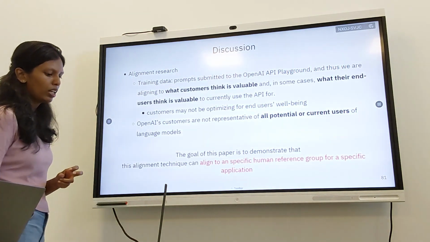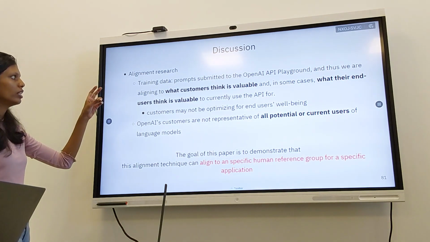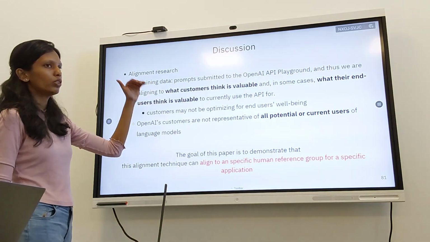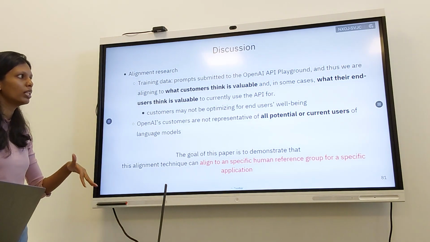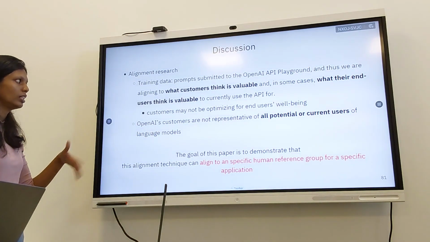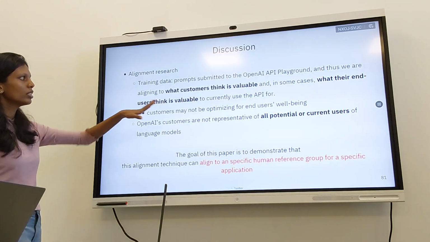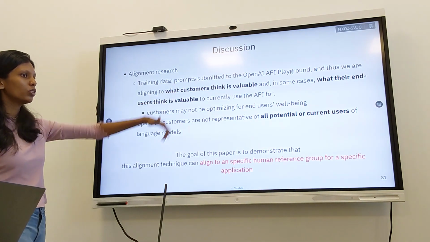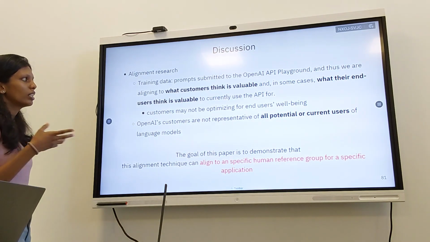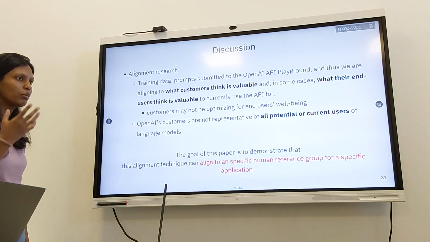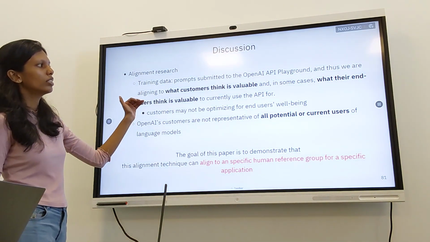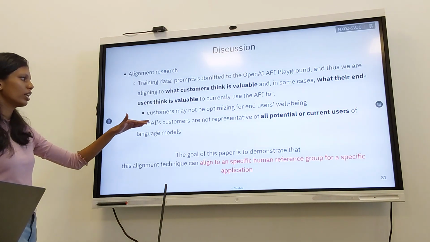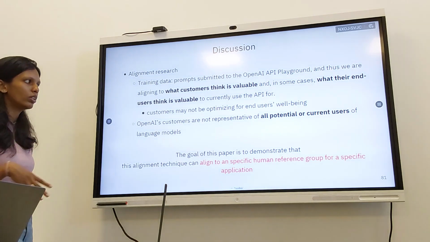And also in the training data, they have prompts that are submitted to the OpenAI API. Most of these prompts reflect what customers think is valuable and also what their end users think is valuable. In some cases the customer might not agree with the end user. For example, the customer might try to maximize the screen time of a user, but it is not thought of as valuable to the end user. So there's that issue as well. And also they have mentioned that OpenAI customers are not representative of the whole population.